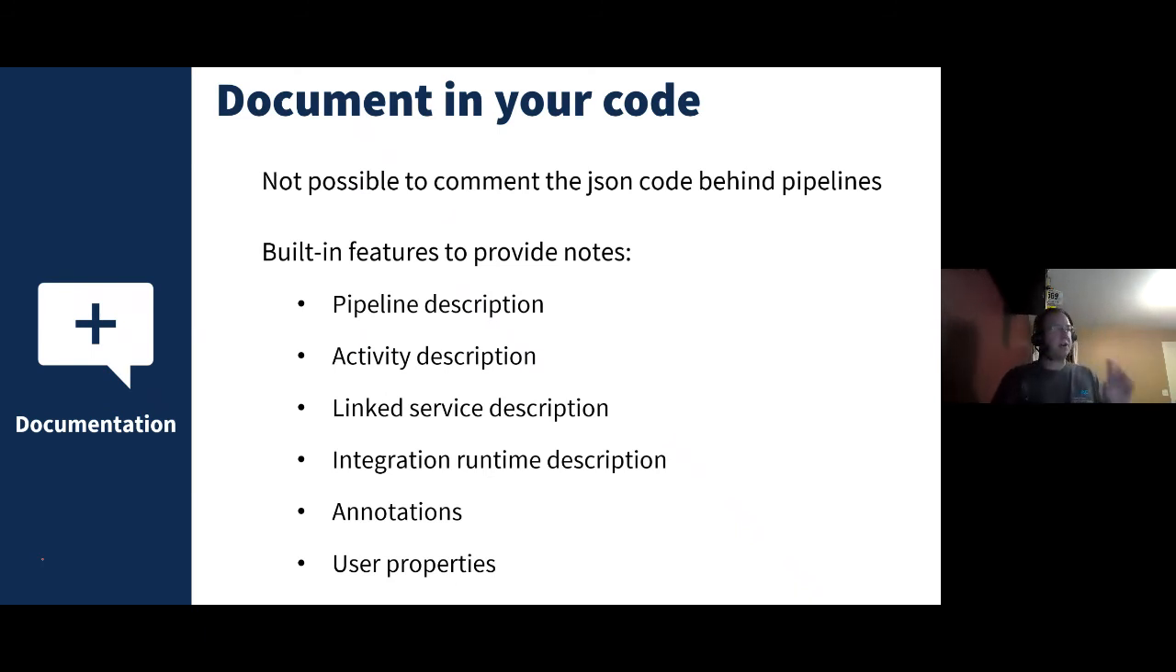In addition, there are user properties. These are key value pairs that you can add to pipeline activities. So not the pipeline itself, but all the work, the activity objects that are in the pipeline that do the work. Those are just another layer down of where you can add your own words to add some documentation.